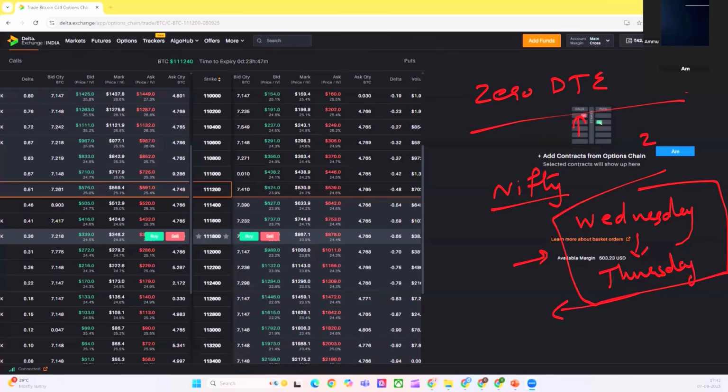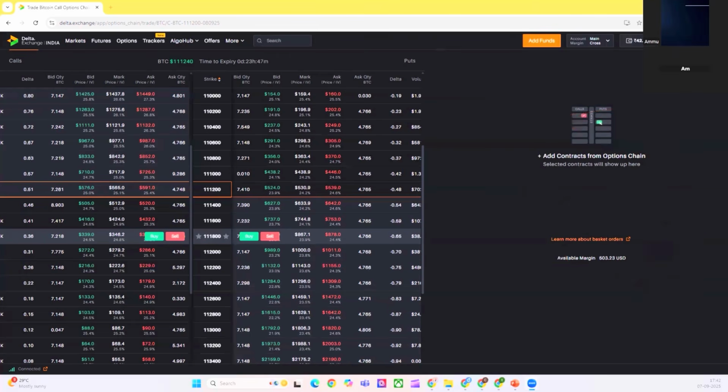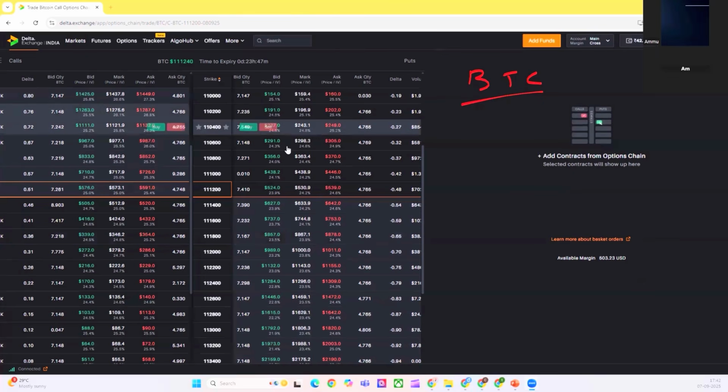So either at Wednesday 2 p.m. you will implement the strategy, or Thursday at 9:20 a.m. you will implement the strategy depending upon the risk tolerance. Exactly in a similar way we are going to use this in Bitcoin, right? So here the strategy is very simple. We are going to capture the time decay. The one contract that you see here is 1 day to expiry.